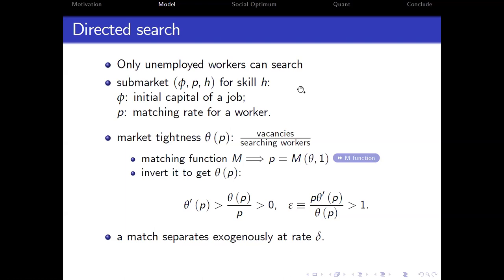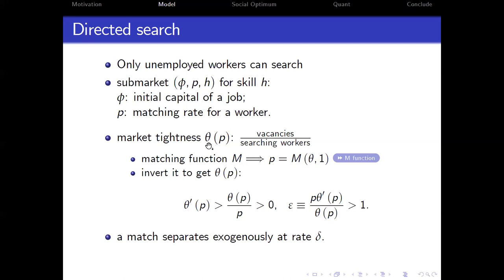So it's useful to think about a sub-market as these three things. It is indexed by age, the worker's skill, because skill is perfectly observable and in some sense contractible. And the other two objects, one is the initial capital stock that the firm would have for this age, phi. The second one is P, the matching rate for this worker. So phi and P are the two characteristics of this sub-market targeting skill-age workers. Given any matching rate P, the tightness can be computed. Once you specify a matching function with constant returns to scale, the tightness is just a function of P.